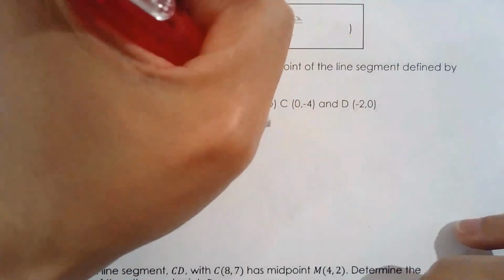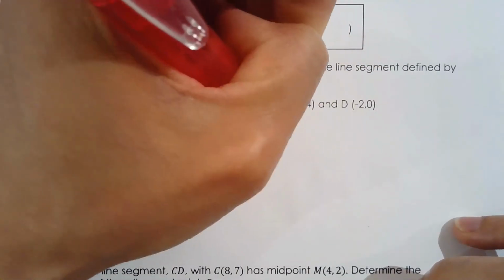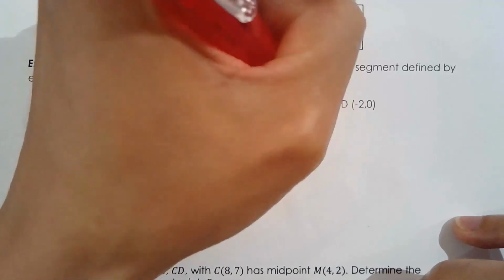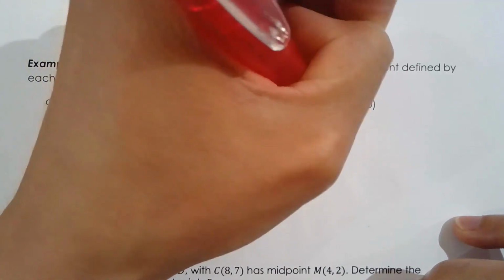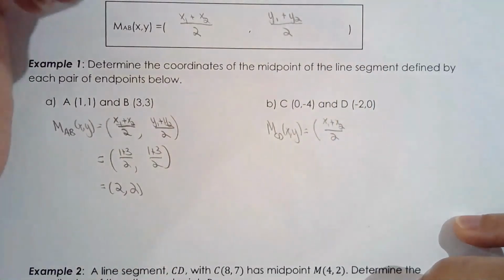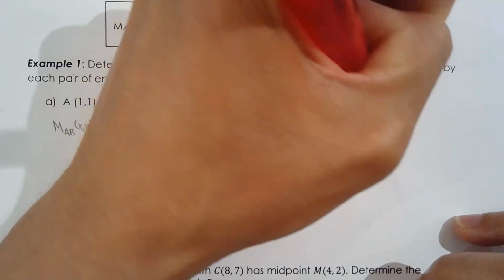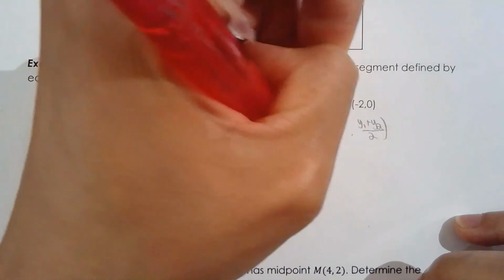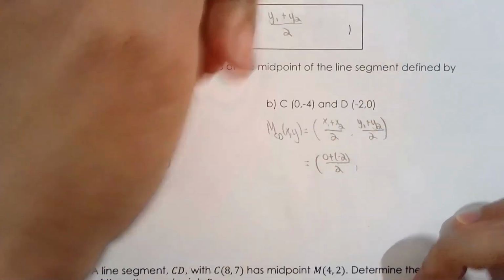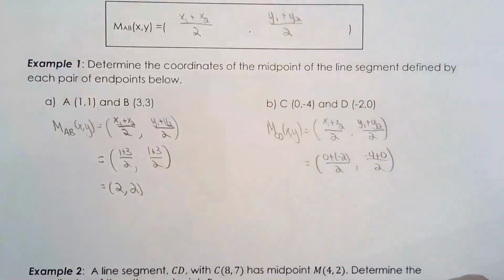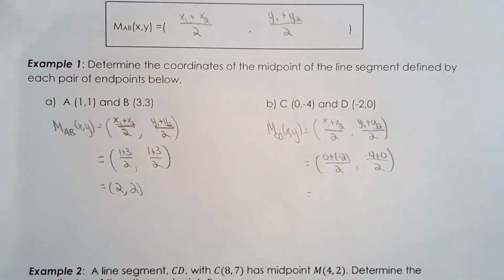Okay, let's try the midpoint of CD. Average the x-coordinates to find the x-coordinate of the midpoint. Let's average the y-coordinates to find the y-coordinate of the midpoint. So really think averaging finds the middle. Averaging finds a halfway point, and that would really help you remember the midpoint formula.